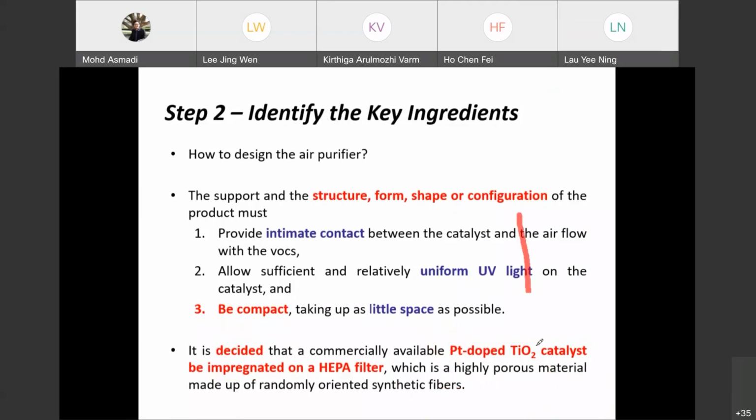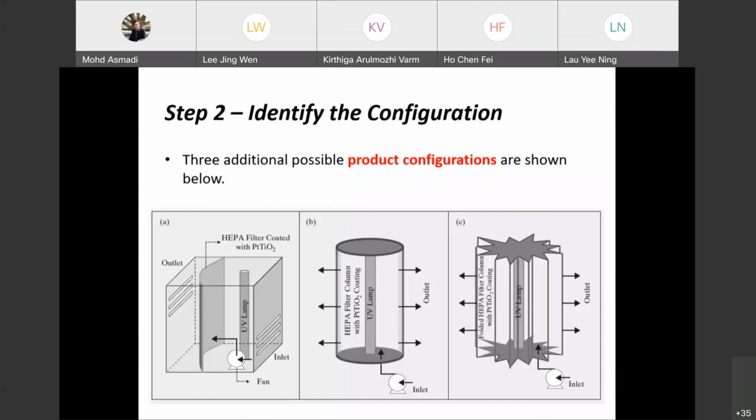Maybe you store it inside, you put the catalyst, titanium oxide with the platinum, inside the casing. Okay, and then you identify the configurations. Sorry, I have to update this one, because I think the previous figure was a cylinder shape, right? So I just updated it according to the book text, to see the difference.